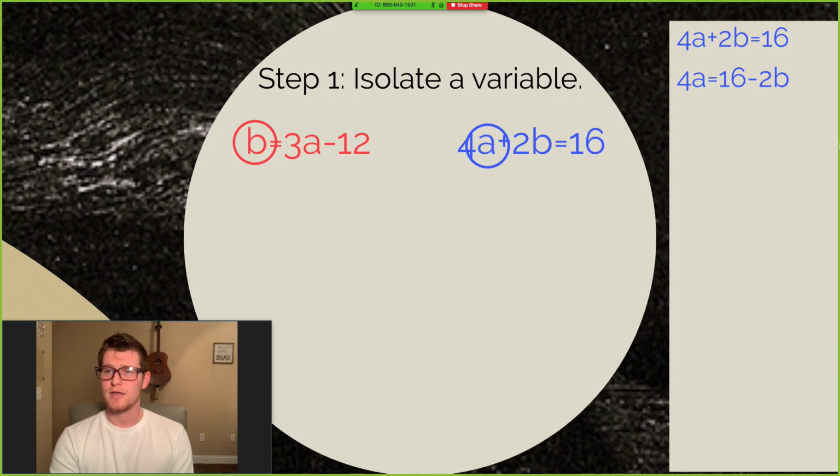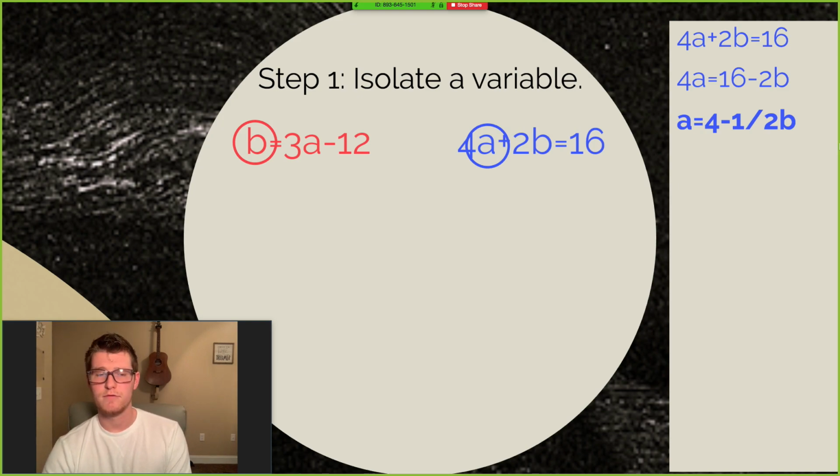And then the only thing on the same side of the equation as the a is the 4, so we're going to divide everything by 4, which is going to give us a equals 4 minus 1/2 b, because 4a divided by 4 is a, 16 divided by 4 is 4, and then negative 2b divided by 4 is going to be minus 1/2 b. So there's our a isolated.